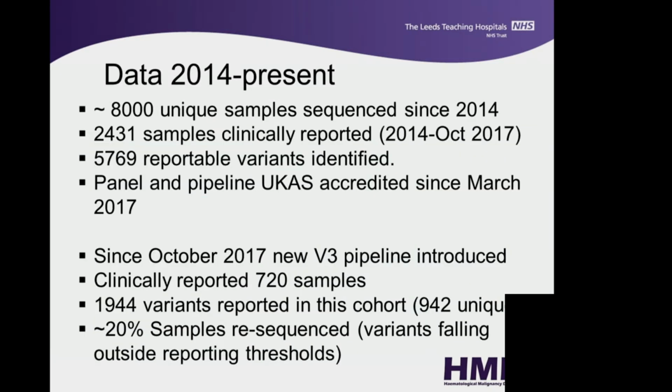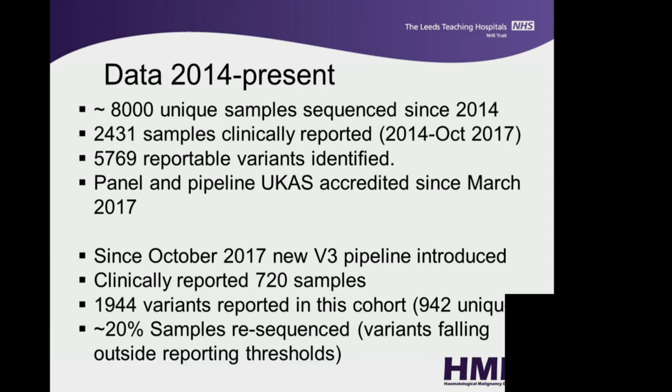So the data, so what do we show? Well, we've been sequencing on this system with this particular platform since 2014. As we said on the original title, we've sequenced 8,000 unique samples since that time. Between 2014 and October last year, we actually clinically reported 2,500 samples. We found nearly 6,000 reportable variants in these 2,500 samples. And again, our panel and pipeline was UKAS accredited in March 2017.